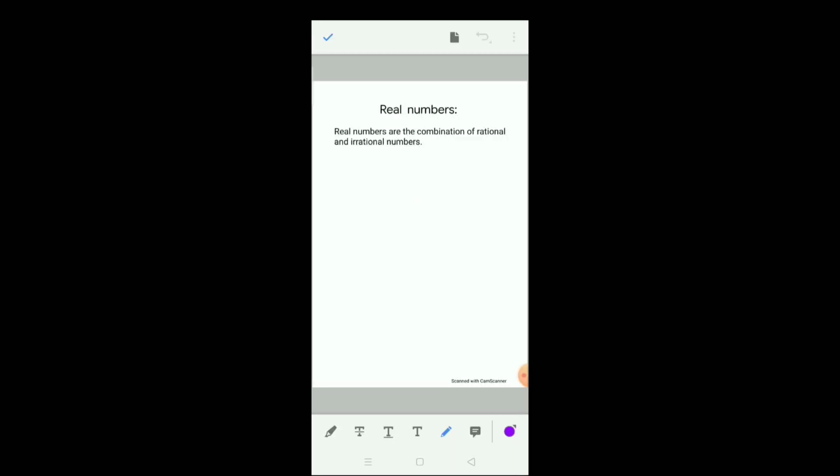For example, 1, a positive number, 0, and a negative number like -3, rational numbers like 2 by 3, irrational numbers like root 5. So these are the examples of real numbers. Real numbers may be anything. All natural numbers are real numbers, all whole numbers are real numbers, all rational numbers are real numbers, all irrational numbers are real numbers, all integers are real numbers.